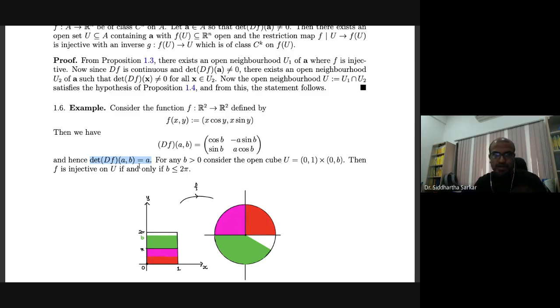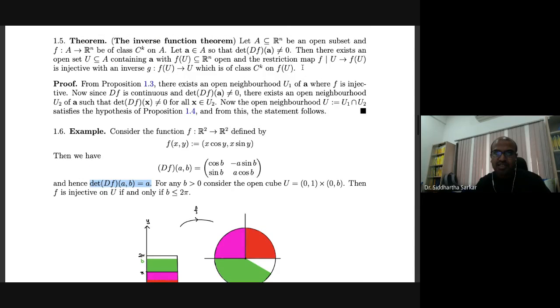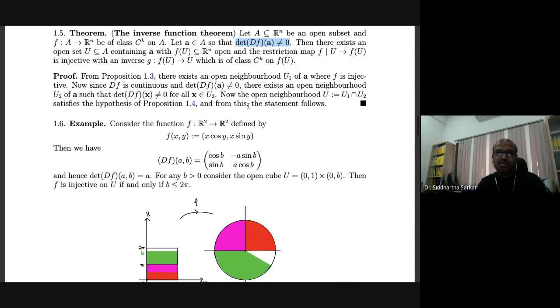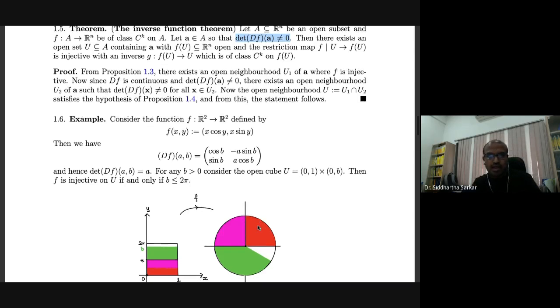So this says, even if I assure that the determinant does not vanish around a point, if I go a little far away, in this case I was trying to stick to somewhere at least in the red region or in the pink region, whichever you choose, the function might start becoming non-injective. So there is no way to get an inverse again.